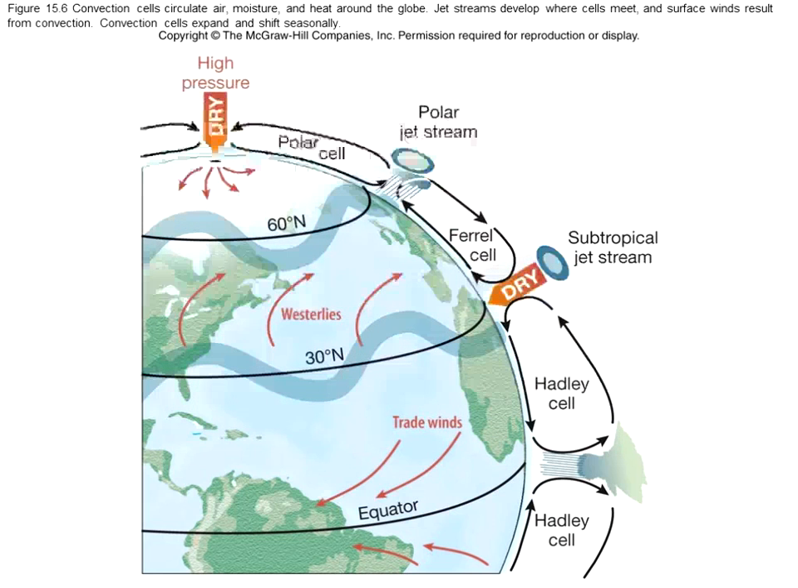This is a map of the convection cells that I mentioned in the previous couple of slides. Convection cells circulate air, moisture, and heat around the globe. Jet streams develop where the cells meet, and surface winds result from convection. So convection cells expand and shift seasonally.